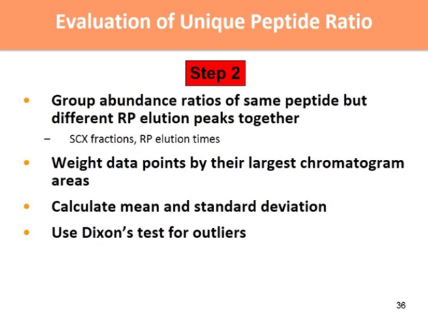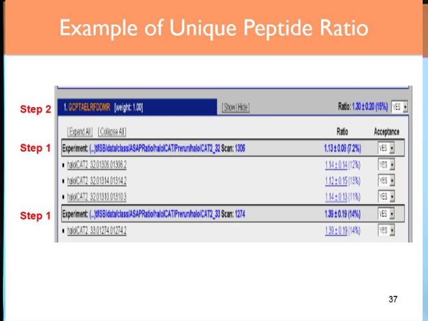Step 2 is to group the abundance ratios of the same peptide from different fractions. Again, if you identify the same peptide across different runs, you have an MS1 spectrum for each of those runs. So you would quantify each of those and then combine them here, again using the same technique. You would weigh the data points by chromatogram areas, calculate the mean and standard deviation, and throw away outliers.